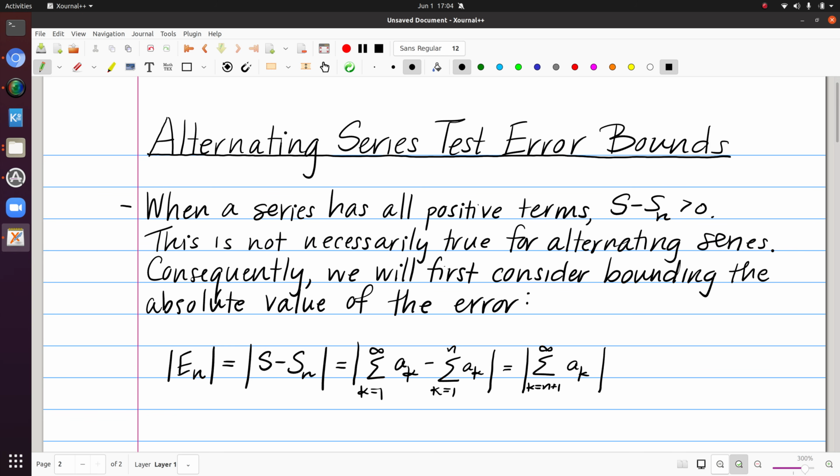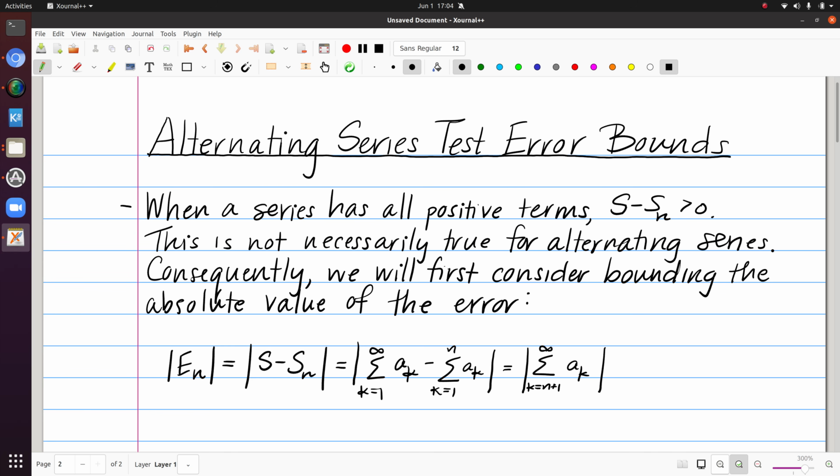And within this absolute value, we're defining that E sub n the same as we have so far. And importantly, it's the true sum minus the nth partial sum. Here we're just going to take the absolute value of that difference, which is also equal to the absolute value of the sum of a sub k starting at n plus 1 up to infinity.